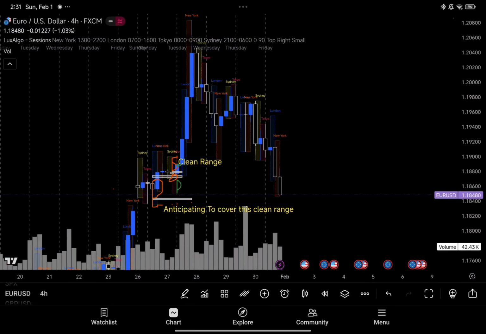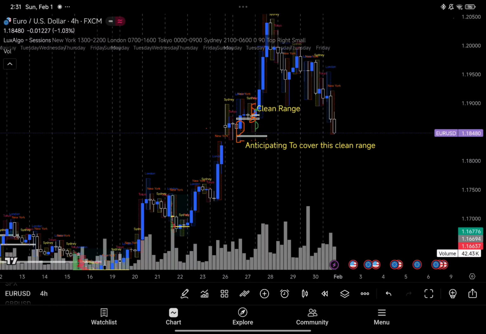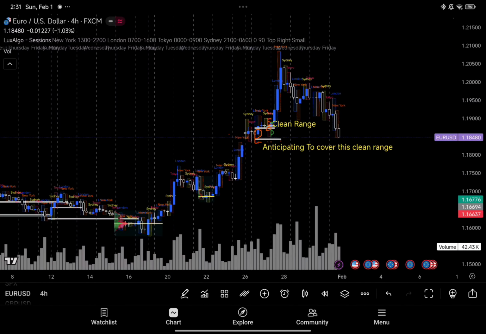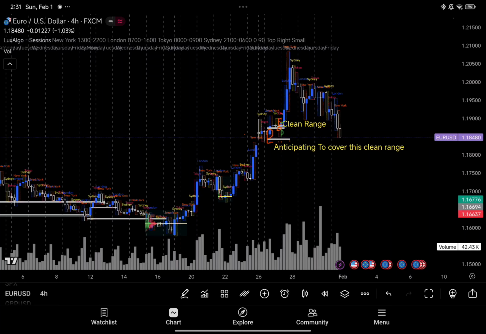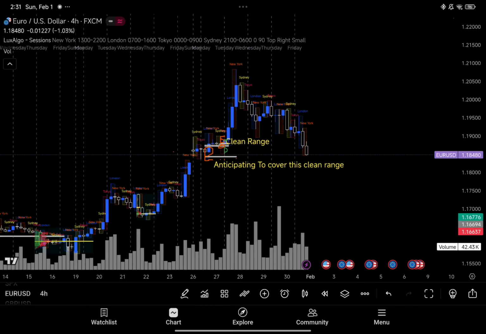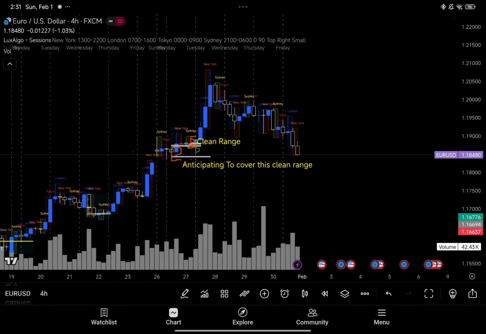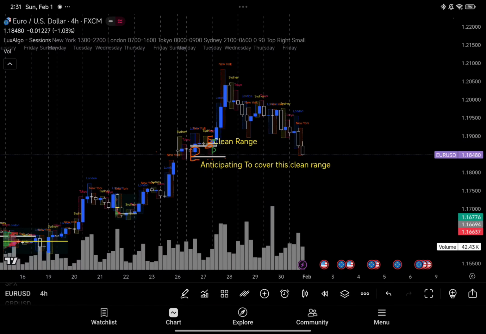In the 4 hour time frame, first I analyze the trend. Here the trend is bullish, but after a certain time, as you can see, it breaks the trend and turns bearish.